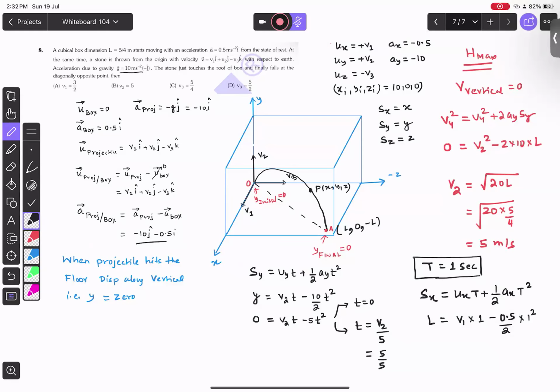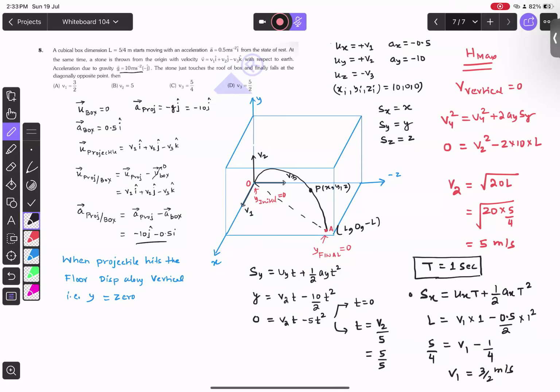How much is L? We know, it will be 1 minus 1 by 4, that is 3 by 4. So L is 5 by 4. 5 by 4 equals V1 minus, see, 0.5 is 1 by 2, no? So 0.5 by 2 will be 1 by 4. So how much is V1 coming out to be? 6 by 4. So 3 by 2 meters per second.